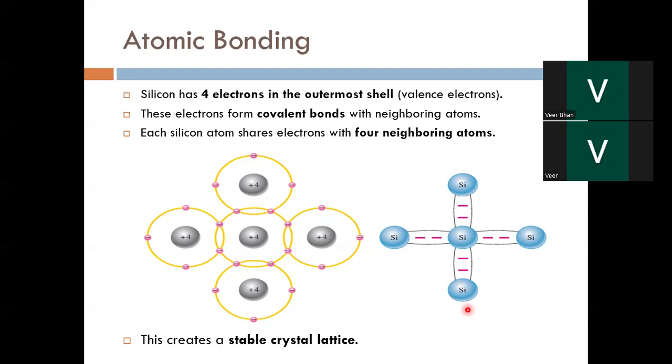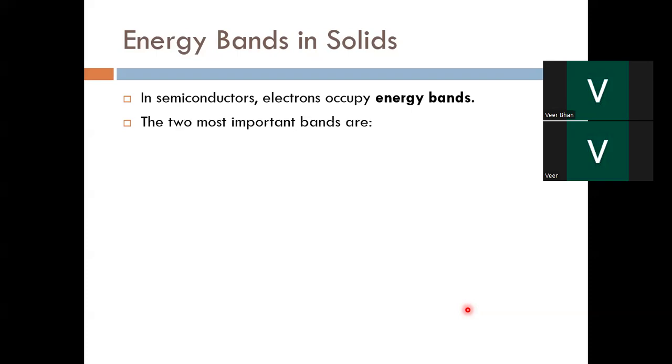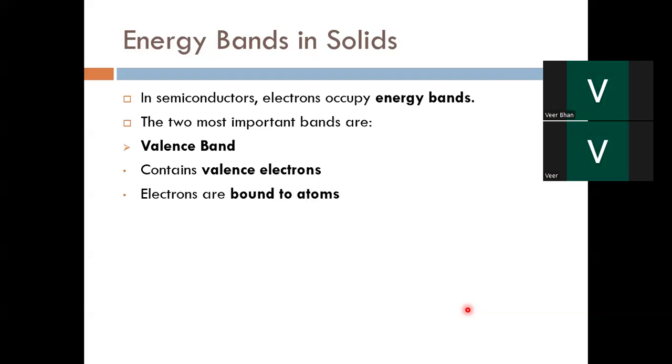Now, as we are familiar with this atomic bonding, we can now understand the energy bands in solids in general, and then we will see what is the value of the energy gap for silicon. So, in semiconductors, electrons occupy energy bands. The 2 important bands are the valence band. It means it contains valence electrons, and electrons are bound to atoms.